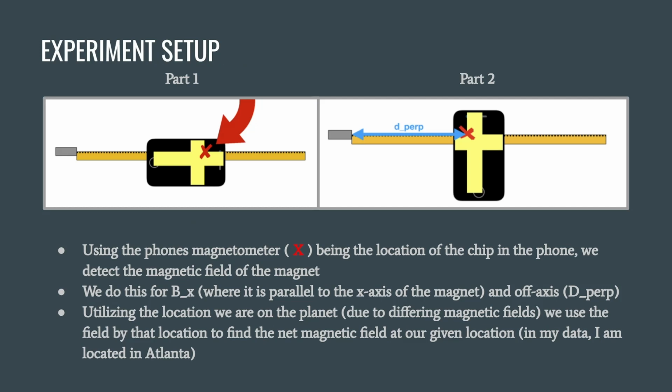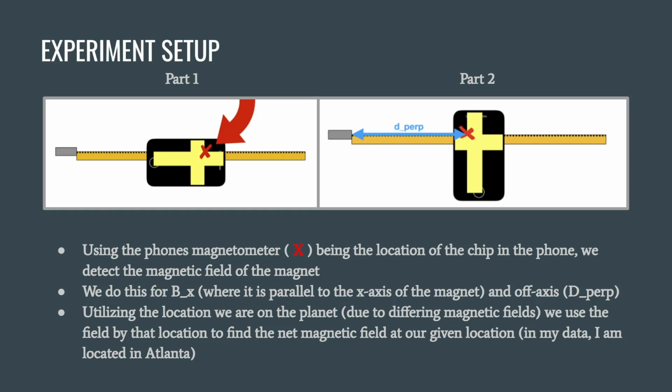This is the setup for the experiment, with the linearization calculation being part 1 and the off-axis calculation being part 2. First, we will download a magnetometer app on our phone, and this will basically show where and how strong the magnetic field is based on our phone's location. In this experiment, I used an iPhone 14, and the chip was located in the lower third of the phone, just to make it more accurate.